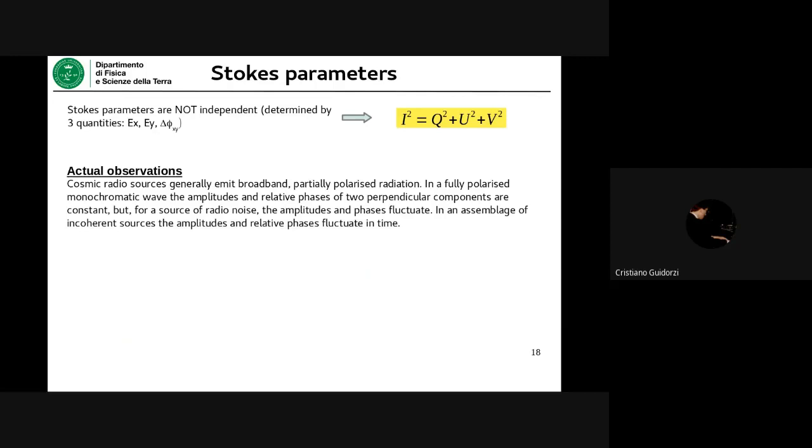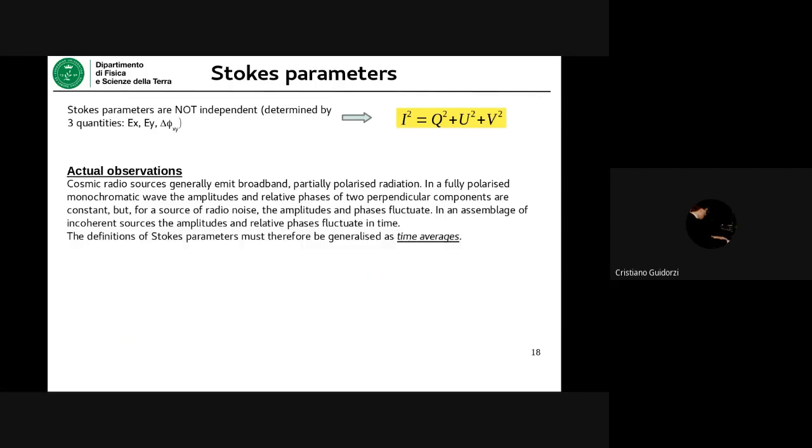And fluctuating in a random way if the sources which are responsible for the resulting electric field are incoherently emitting, so independently of one another, while if they are somehow emitting with some degree of coherence, it means that they are kind of in phase or anti-phase, whatever. So in that case, you could end up with a non-zero polarization.